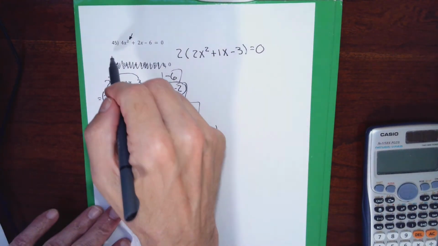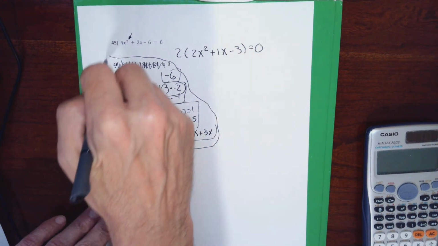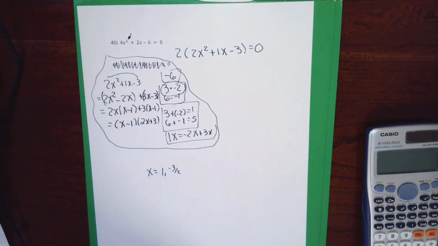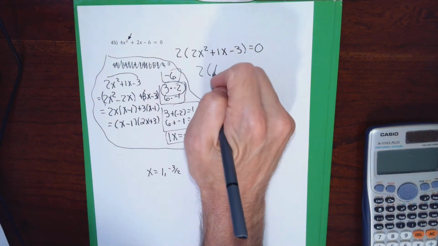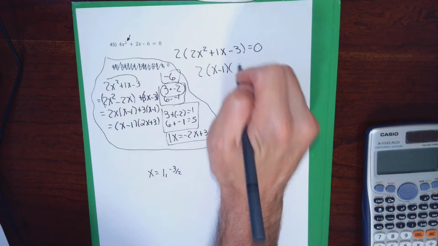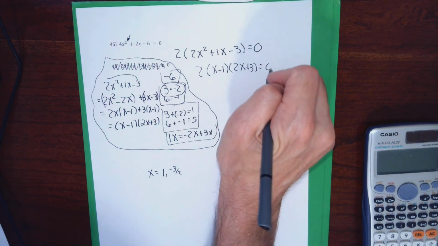So all that side work, I'm doing it lightning fast because I'm assuming you know how to do that, and I'm just doing it so I can get it down, but you should be able to do that without me holding your hand at this point, I hope. So now I have 2 times x minus 1 times 2x plus 3 equals 0.